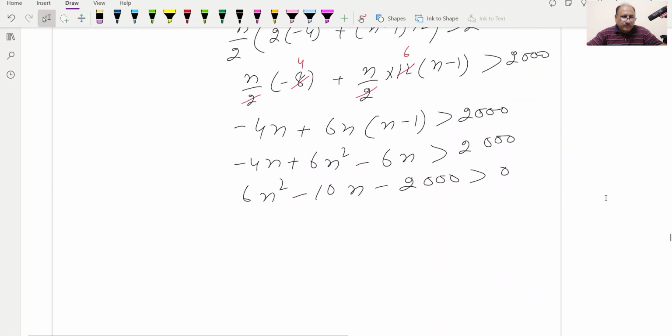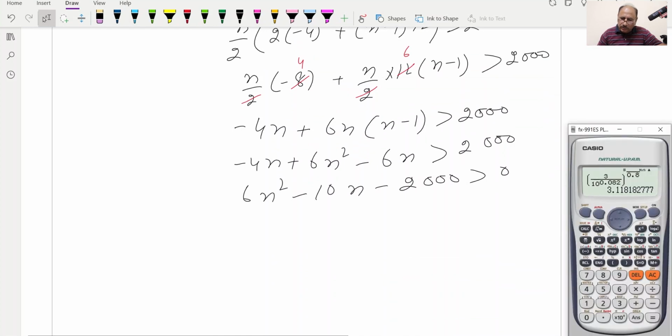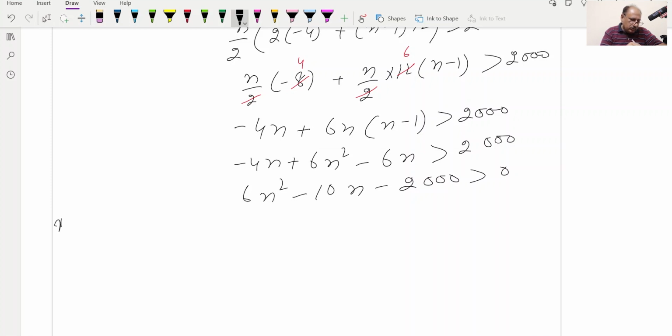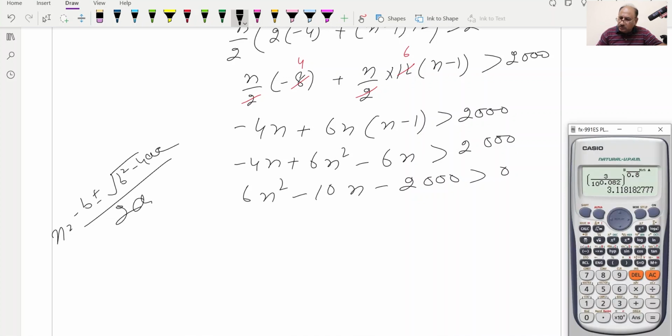Now we can check for that quadratic equation. You can use the quadratic formula also, for example, n is equal to minus b plus minus square root of b squared minus 4ac over 2a. You can use this formula. I'm using a calculator. So mode 5 3, the coefficient of n squared is 6, then the coefficient of n is 10, and minus 2000, not 10, basically it should be minus 10.